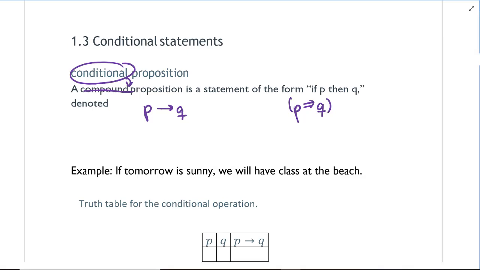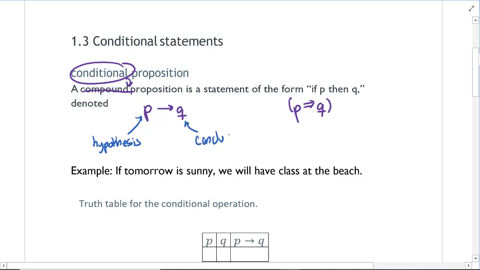And this is read if P, then Q, or we could also say P implies Q, and P is considered the hypothesis of this conditional proposition, and Q is considered the conclusion of this conditional proposition. And these can be a little bit tricky, and make sure that you're not getting these confused with either the conjunction or the disjunction, because otherwise we wouldn't need an additional kind of proposition.